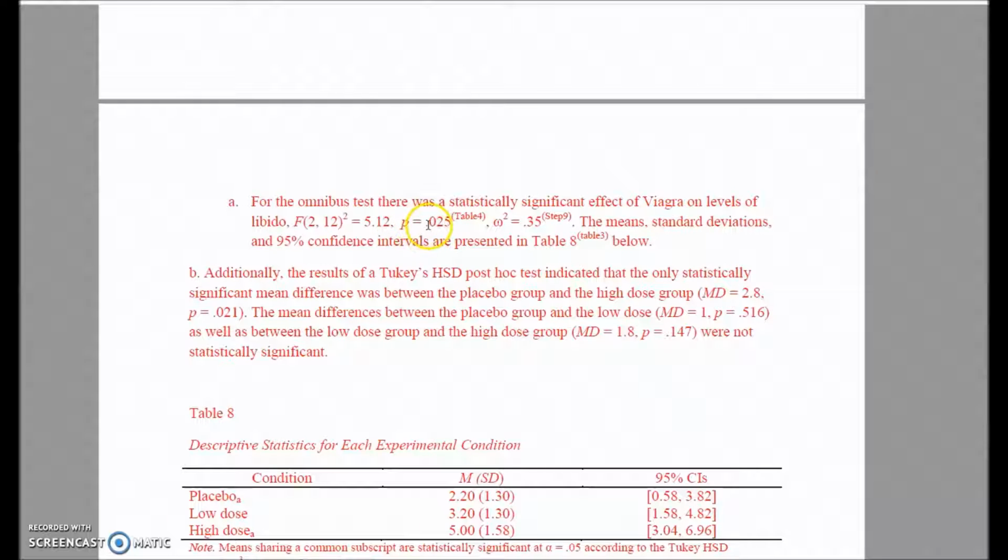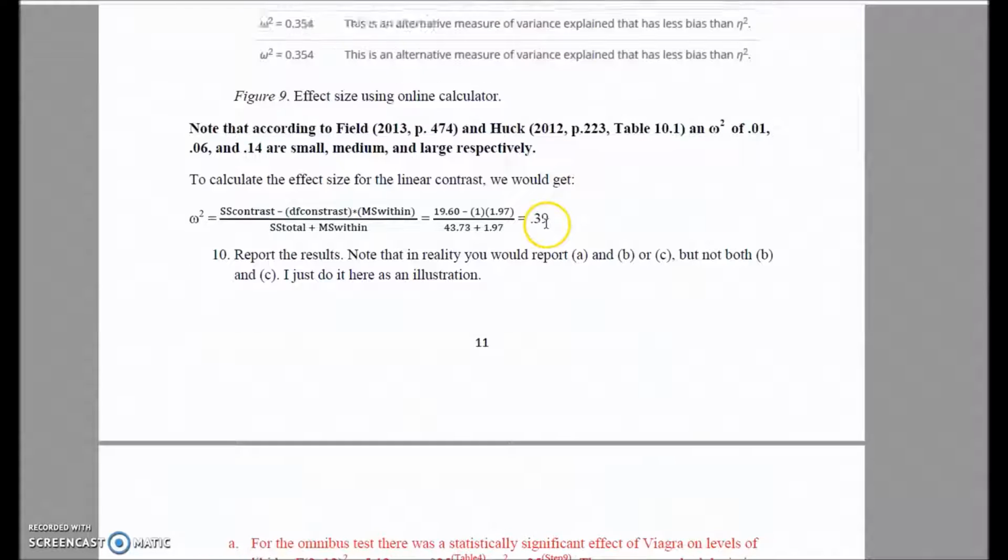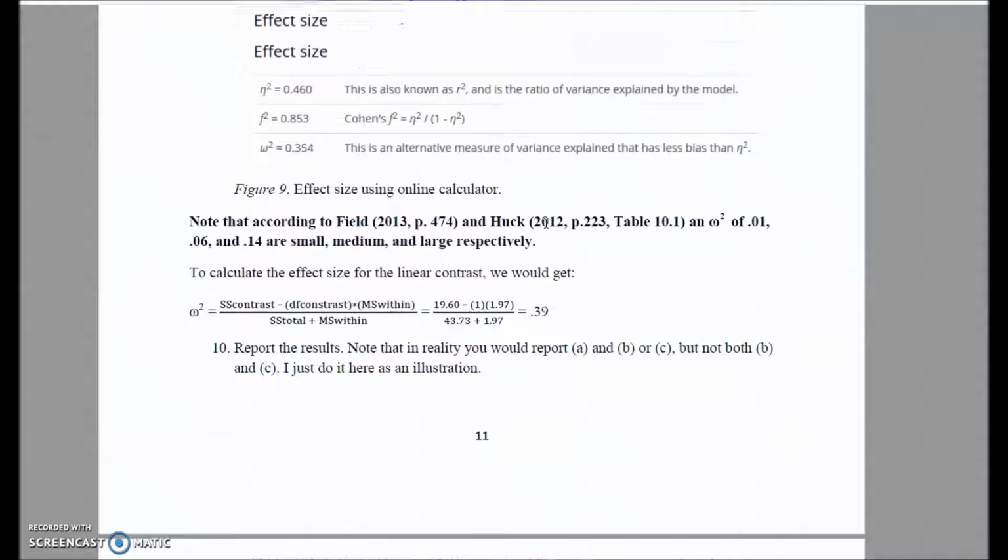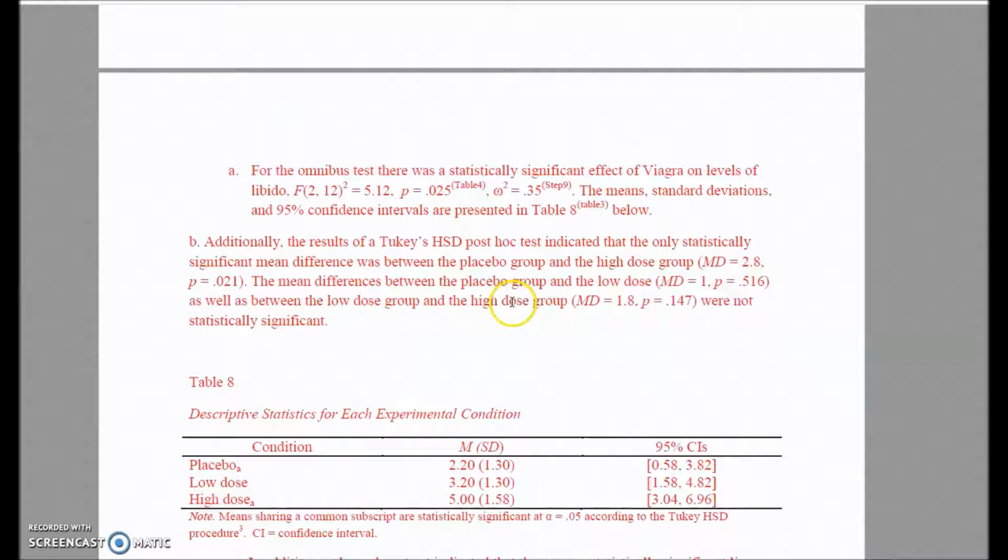So P is equal to 5.12, P is equal to 0.0. This is where it's coming from, the table. And effect size is 0.35. Remember, I'm going to post a video on the effect size, that is 0.35, 0.39, 0.35 calculations, that's okay. The mean, standard deviation, and 95% confidence interval are presented in the table here.